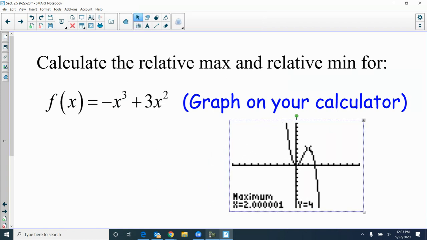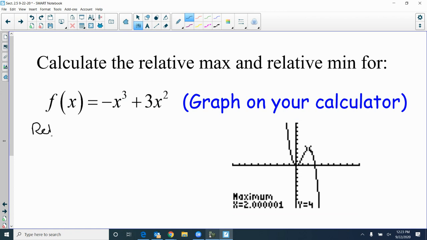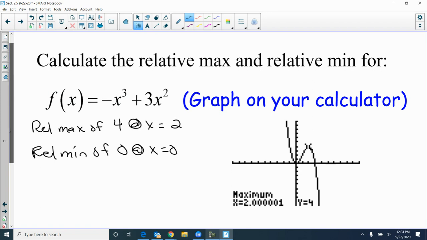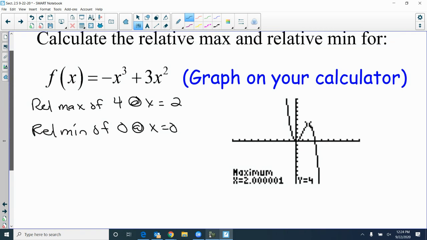All right, so relative max of, and what is the y coordinate there? It's 4, right? I don't think anybody has an issue there. At x equals 2, relative min of 0 at x equals 0, okay? Now this one we have 2 decreasing intervals, 1 increasing interval. Okay, if you look at that. So that's relative max, that's relative min. We got increasing, we got decreasing.